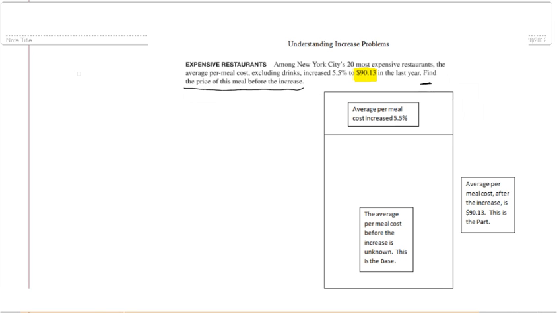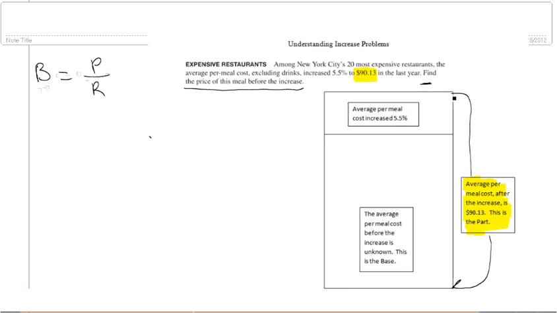Well, the textbook uses this box to help us understand the concept, so we'll do the same. First, let's note that the average per meal cost after the increase is $90.13. This is the part. Keeping in mind that an increase problem is essentially a base problem, and since base is part divided by rate, we have to examine the problem closely and identify what's the part and what's the rate.